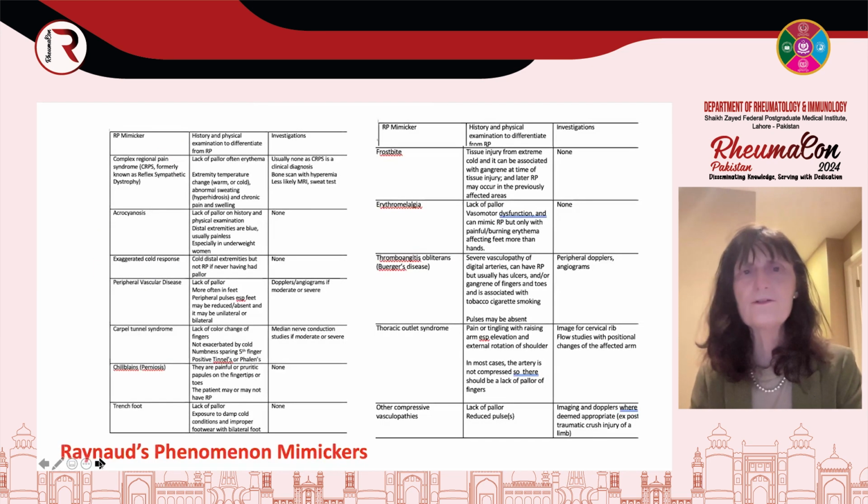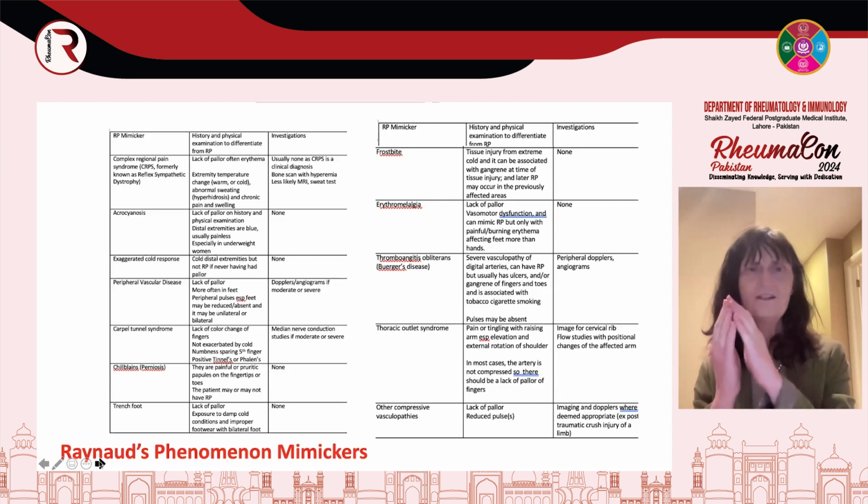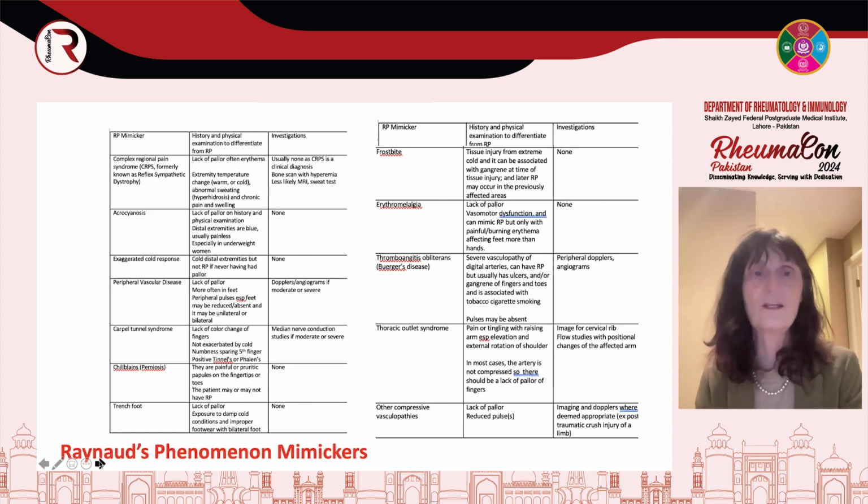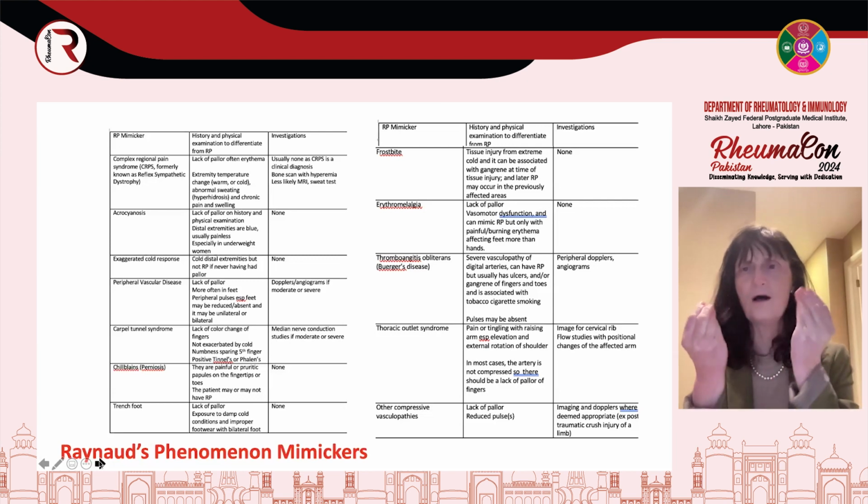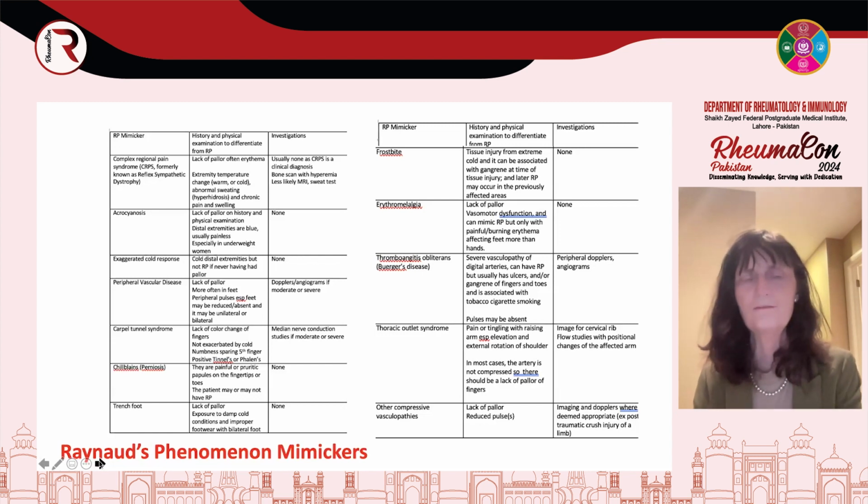Some of the mimickers are really not good mimickers because Raynaud's should have pallor. And if a patient's never had blanching or pale fingers, don't consider it's Raynaud's. So complex regional pain, they might have puffy fingers, they might be cold, there might be a change in sweating, they might go blue, but they don't go white. Acrocyanosis would be distal cyanosis. Exaggerated cold response. Many people can have mottled hands or feet in the cold.